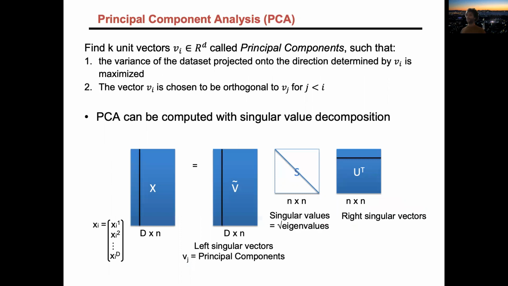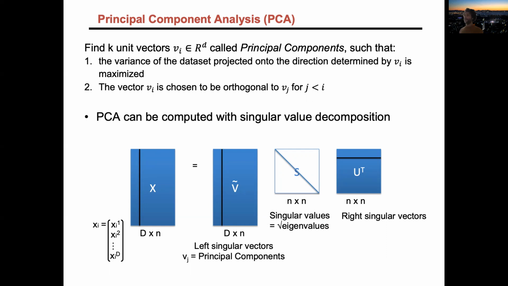Let's talk about the most commonly known algorithm, principal component analysis. It's likely that you heard about this. The goal is to find k unit vectors in a d-dimensional space. These are called principal components. And you want those components to satisfy two things. One is when you look at the data projected onto the direction of each one of these vectors, you want the variance to be maximized. So you want that vector to explain to you as much as possible about the data. And you want that ith vector to be orthogonal to all the previous vectors you have chosen. And that's basically the constraints you have for PCA.